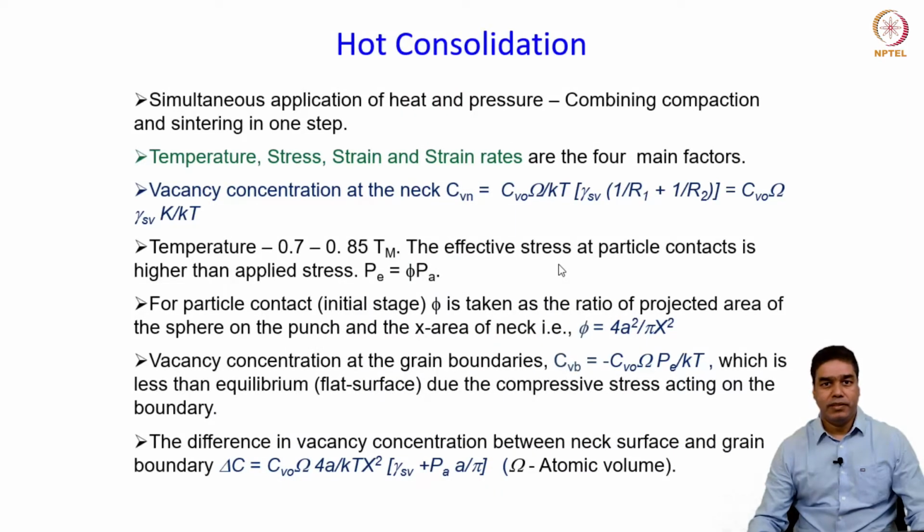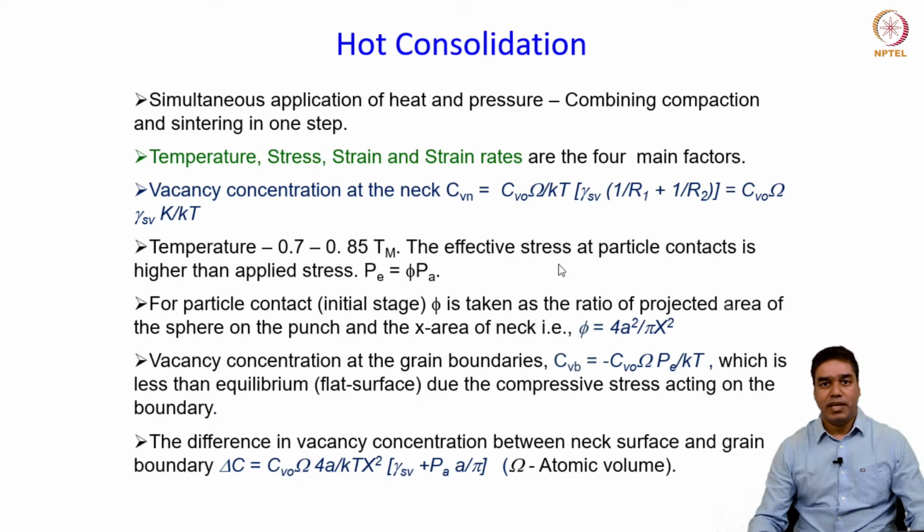Hi everyone. So currently we have been discussing hot consolidation or full density processing. Here, in order to achieve densification, simultaneous application of heat and pressure is the approach. Unlike the conventional sintering process in which the green compact is sintered separately, in this case the compaction and the sintering operations are combined in a single step, right?